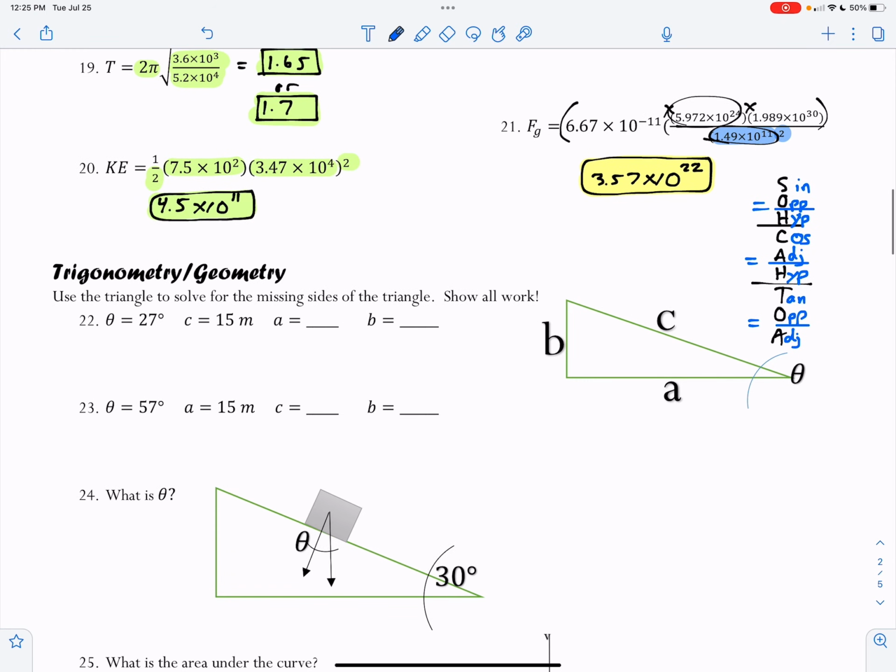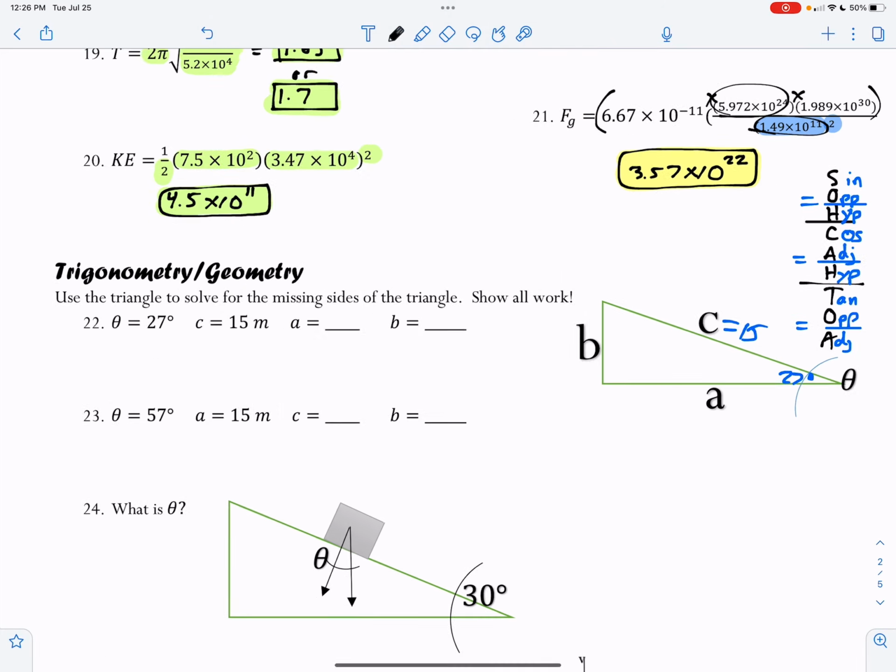So if we look in 23, theta is the angle here, 27 degrees, and we're given the hypotenuse of 15 meters. We've got to find A and B. So we know C equals 15 and theta is 27. What I can do is set up a cosine ratio because this is adjacent and this is hypotenuse. So the cosine, this will help get us side A.